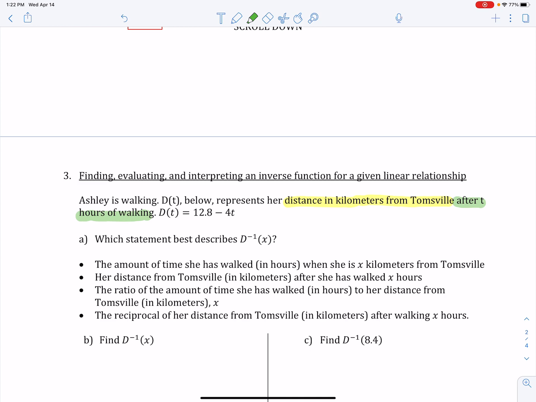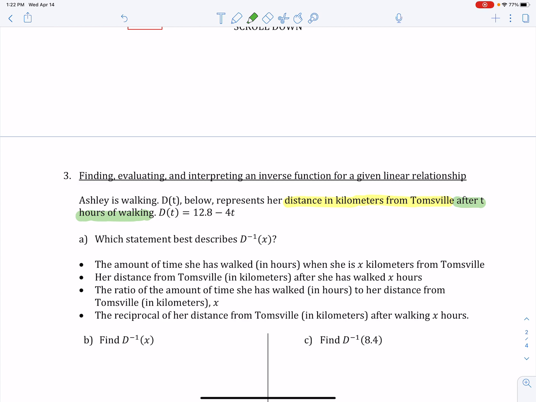So it's asking, which statement best represents d inverse of x. So we have the amount of time she has walked in hours when she is x kilometers from Tomsville. We have her distance from Tomsville in kilometers after she has walked x hours. The ratio of the amount of time she has walked in hours to her distance from Tomsville in kilometers. The reciprocal of her distance from Tomsville in kilometers after walking x hours. Okay, so which statement best describes it?